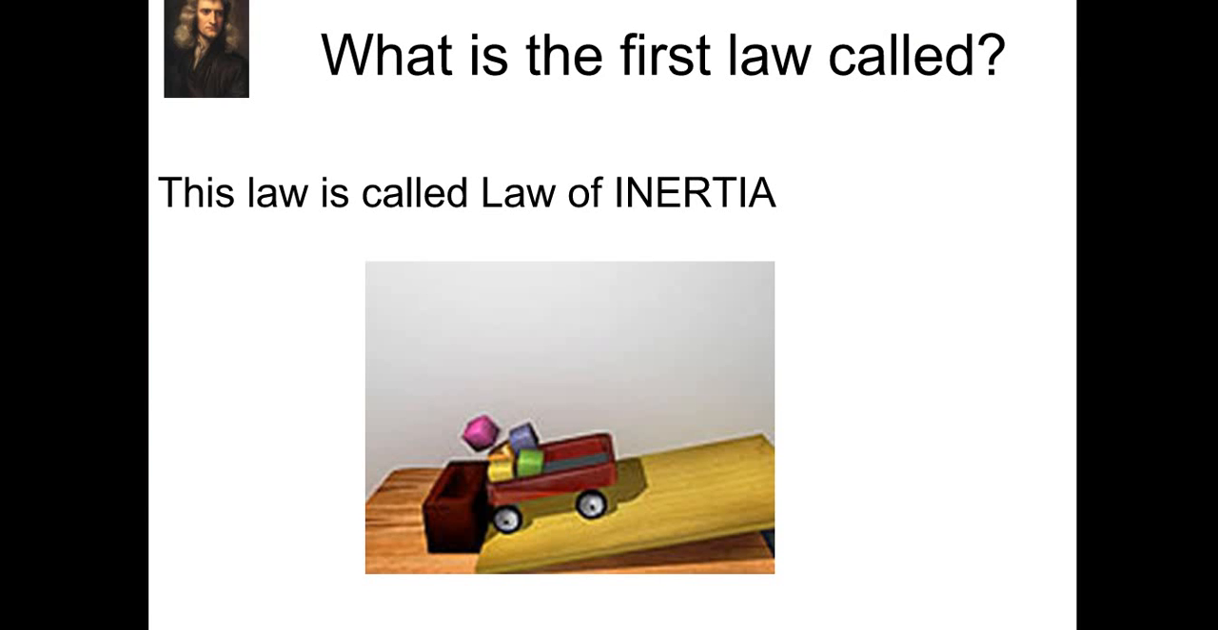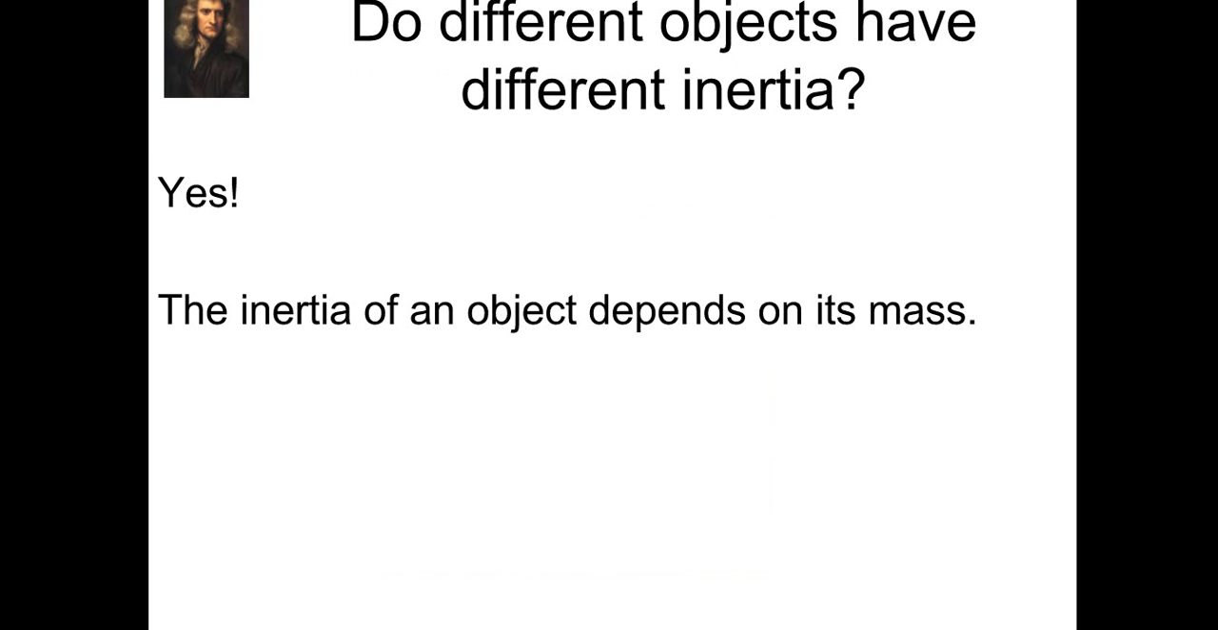So again, what is the first law called? It's called the law of inertia. And there's that word right there. It's spelled a little bit differently than what you think, but that's the law of inertia. Do different objects have different inertia? Yes. The inertia of an object is directly dependent on an object's mass.